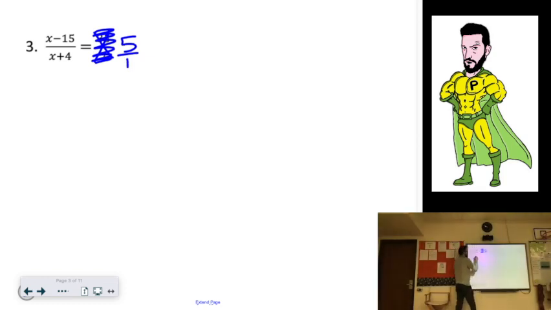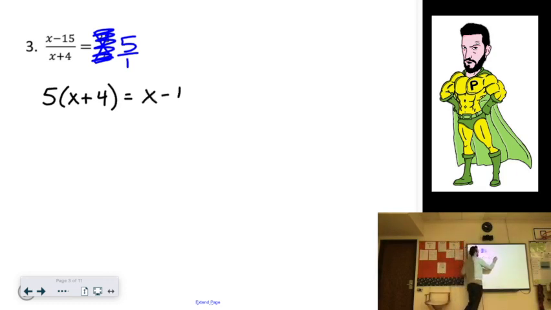So we'll have 5 times x plus 4 equals 1 times x minus 15. If you multiply something by 1, it doesn't change, so you don't need to write the 1. We'll just say x minus 15. We'll distribute 5 times x, 5x, 5 times 4, 20. So 5x plus 20 equals 1x minus 15.